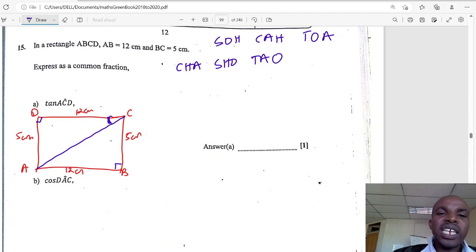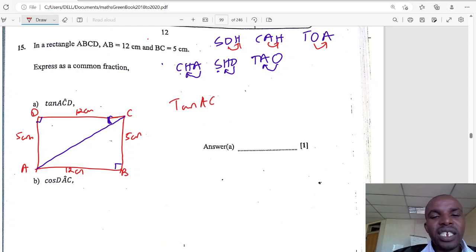So you can say cos theta is adjacent over hypotenuse. Sin theta is opposite over hypotenuse. Tan theta is opposite over adjacent. But on SOHCAHTOA, I just say sin theta is opposite over hypotenuse, cos of an angle is adjacent over hypotenuse, tan of an angle is opposite over adjacent. Then you are done. So in this case, you can say tan ACD is opposite. What is my opposite? The opposite is this side, opposite to this angle at C. So it's 5 over, then adjacent is 12. So it's 5 over 12, done.